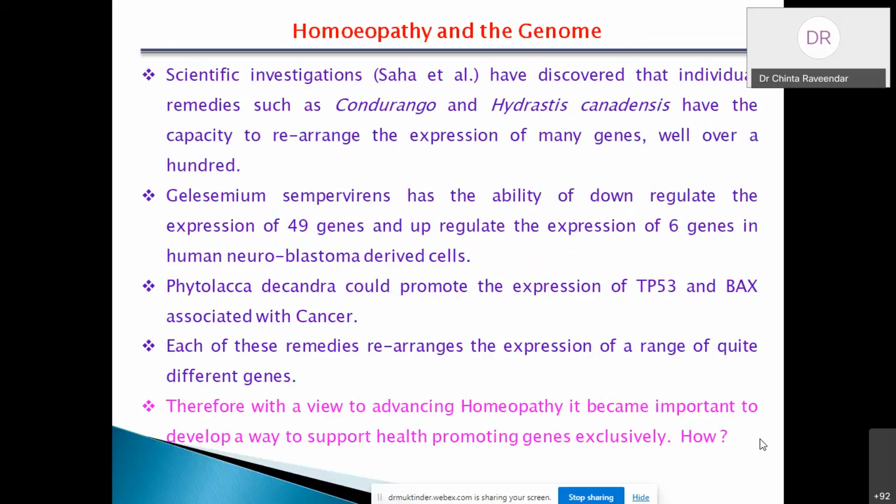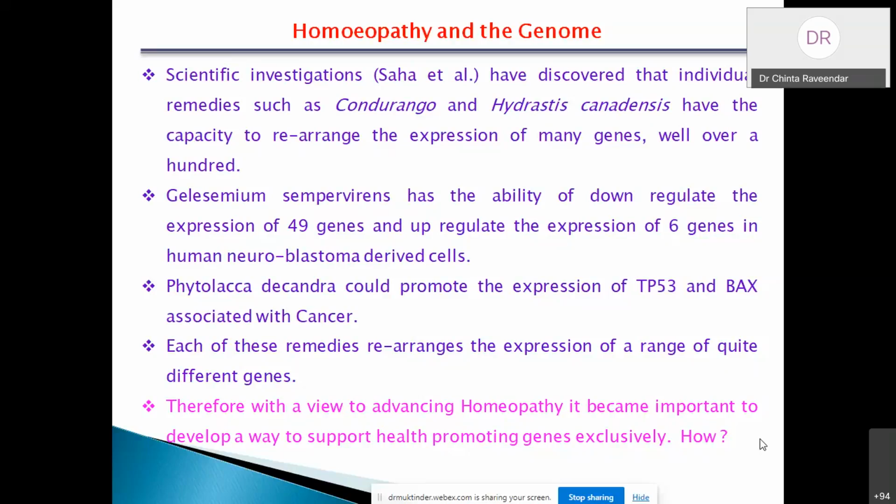Next. Now, a little bit about the classical drugs and how they act. Scientific investigations have discovered that individual remedies such as Condurango and Hydrastis canadensis have the capacity to rearrange the expression of well over 100 genes. Gelsemium sempervirens has the ability to downregulate the expression of 49 genes and upregulate the expression of 6 genes in human neuroblastoma derived cells. This is only to show you how we have proved that our dilutions can act. Phytolacca decandra will promote the expression of TP53 and BAX genes, which are associated with cancer. Each of these remedies rearranges the expression of a range of quite different genes.